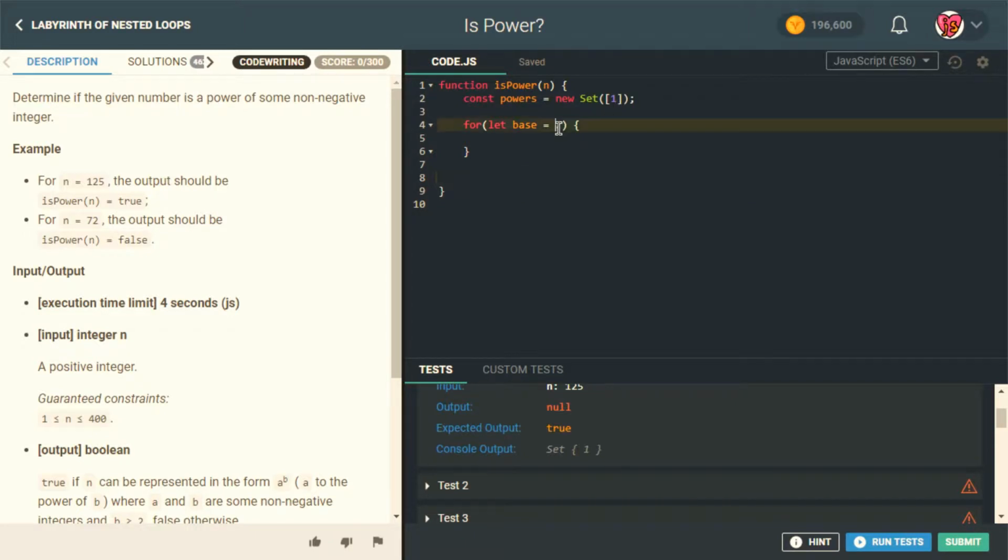Let's continue with this. So we've got base, and we want our base plus plus. Eventually we're going to do something like this, and there'll be some condition. We'll fill that in a minute.